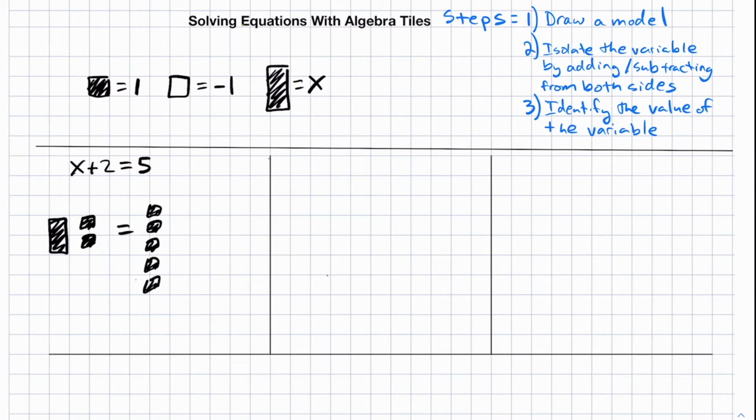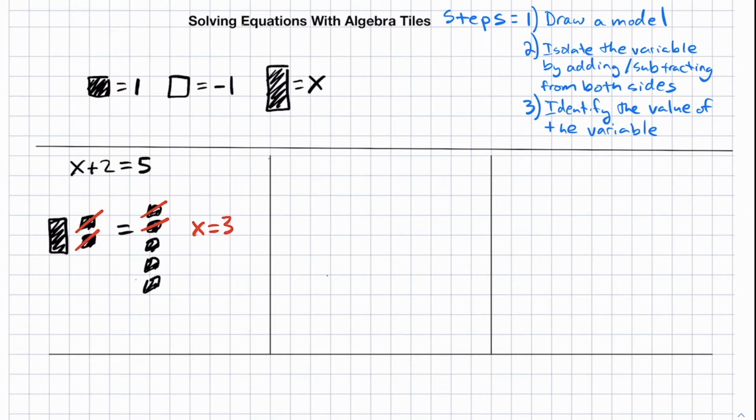Step 2, isolate the variable. That means we want to get it so that all we're left with is this x right here. I want to get rid of anything else on the left-hand side of that equation, so I'm just left with that x. So the easiest way to do that is to just take away 2 from the left-hand side. So I could cross off 2 on the left-hand side. And then to keep my equation balanced, I would also cross off 2 on the right-hand side. That leaves me with x on the left-hand side equals, on the right-hand side, 1, 2, 3 positives, so a value of +3.